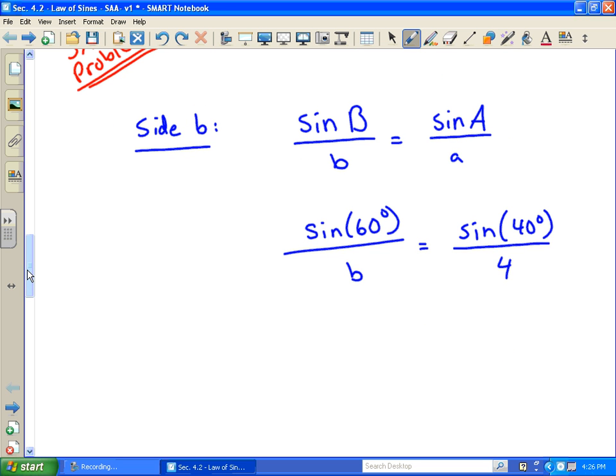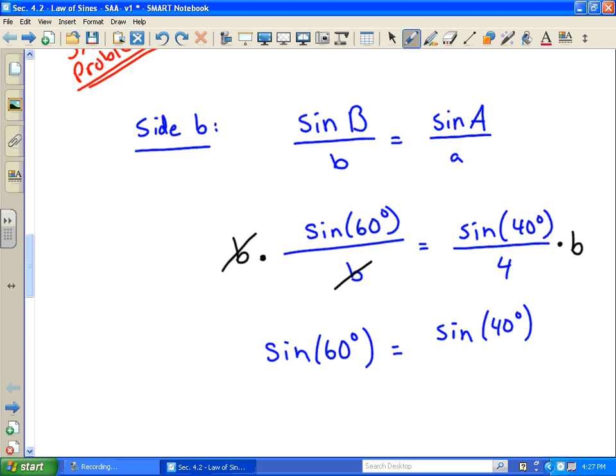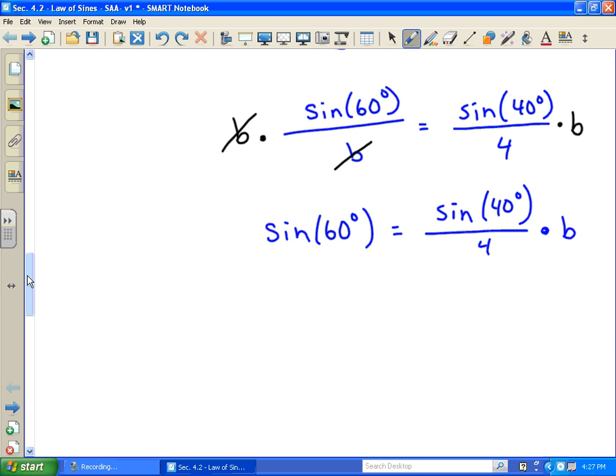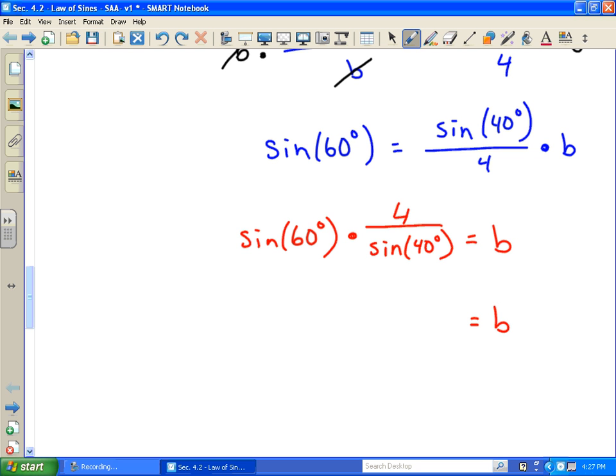I'd like to solve this equation for b. b is in the denominator on the left-hand side, so I'll multiply both sides by b to get it out of the denominator. I'll have sine of 60 degrees equals sine of 40 degrees over 4 times b. Now I have a fraction in front of b. To get that fraction to the other side, I'll multiply by its reciprocal. So b equals sine of 60 degrees times 4 over sine of 40 degrees. Finally, to determine b, I'll plug this expression into my calculator.